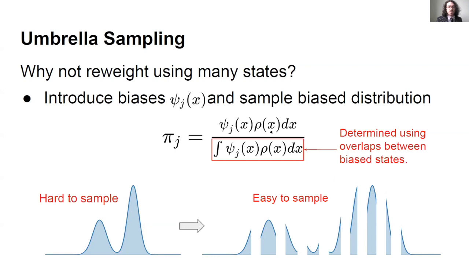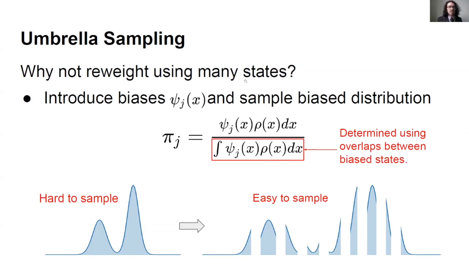Then I've introduced all these new normalization constants I have to calculate, but it's actually reasonably possible to evaluate these using the overlapping information between my states psi j.